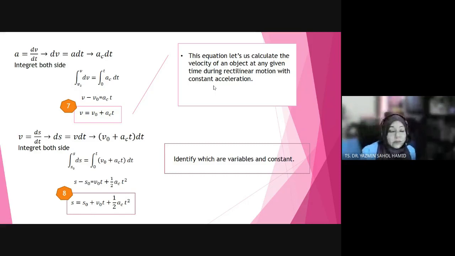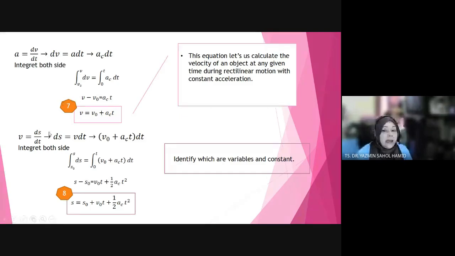This formula is important. But do not worry if you do not remember it. You can derive it from the basic kinematic equation. But usually students will already memorize it because they are going to use this formula many times. All right, now let's derive the second.